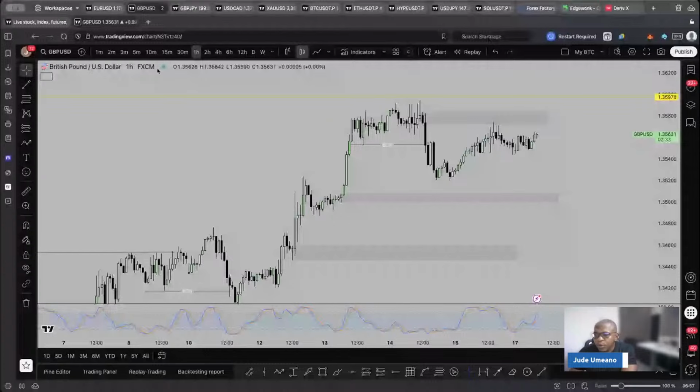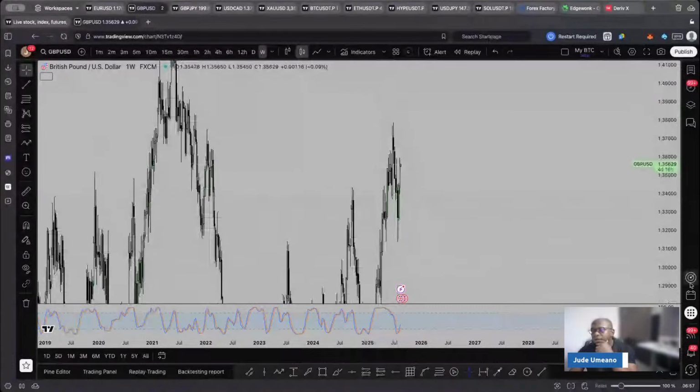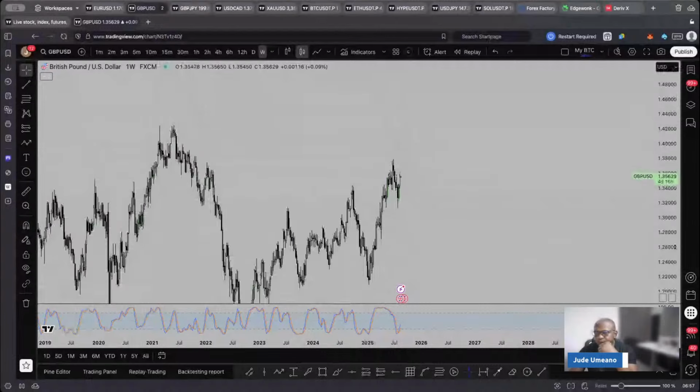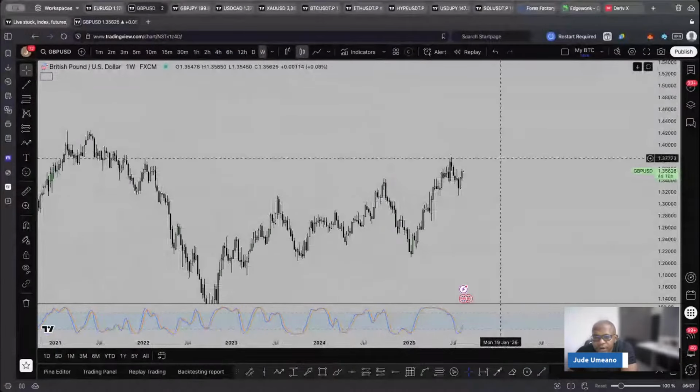What are we seeing on GBP USD? So I'm going to clear the whole of this again, and we start a top-down analysis, starting from the weekly time frame. Usually, I'm meant to start this with the dollar index. Maybe next week we'll do that. We'll go to the dollar index first before coming to do any of our analysis.